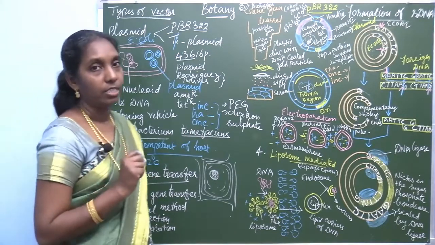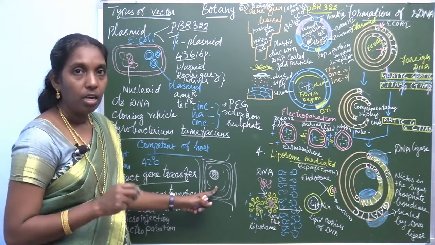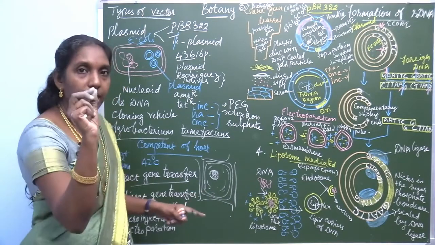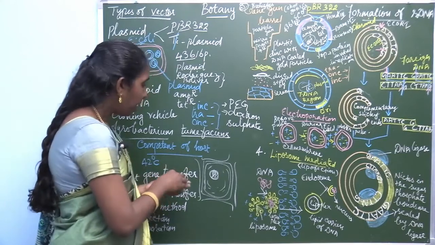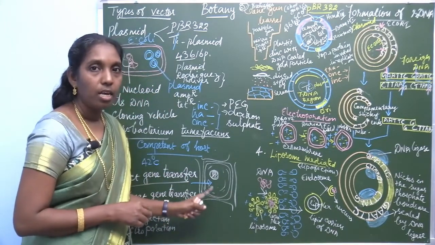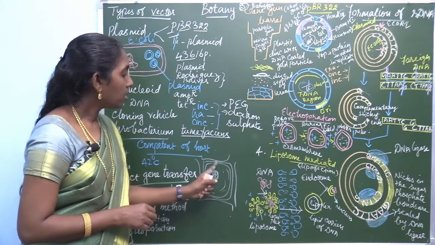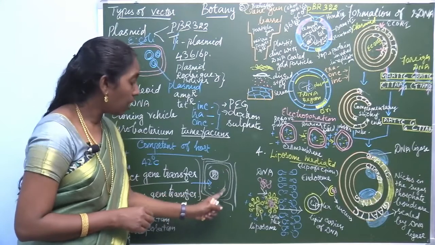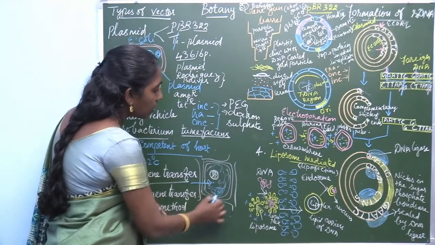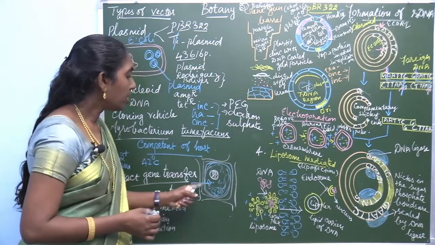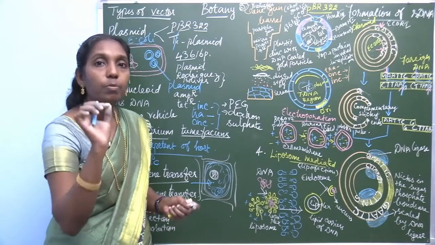The second method is microinjection. Here this is the target cell, a plant cell. Very small, minute particles of DNA, the isolated or desirable gene, can be introduced into the protoplast of this cell. Inside, the protoplast contains the plasma membrane, nucleus, and different cell organelles like mitochondria and chloroplast. This collectively is called the protoplast. So the gene is transferred into the protoplast by microinjection.